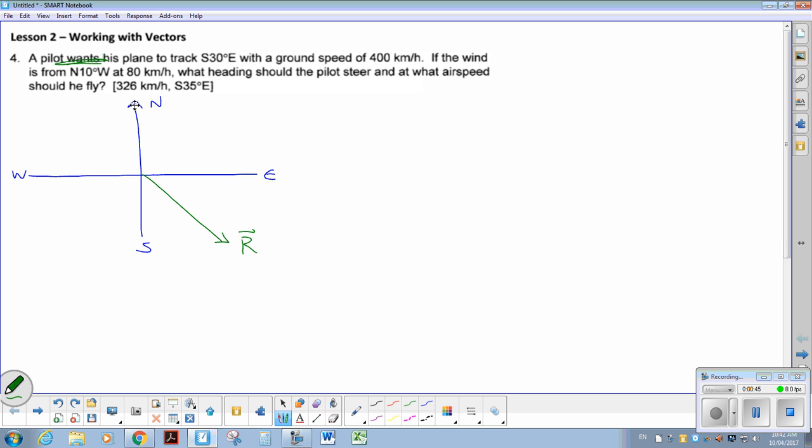So the south 30 degrees is here. But since we're using the algebraic method, I need the 60-degree angle. And we know that the magnitude of the resultant, it's given, is 400 kilometers an hour.